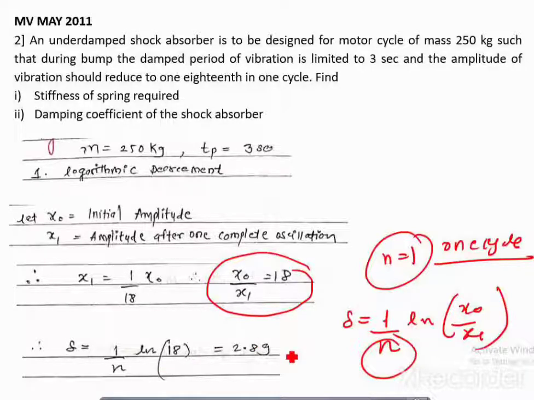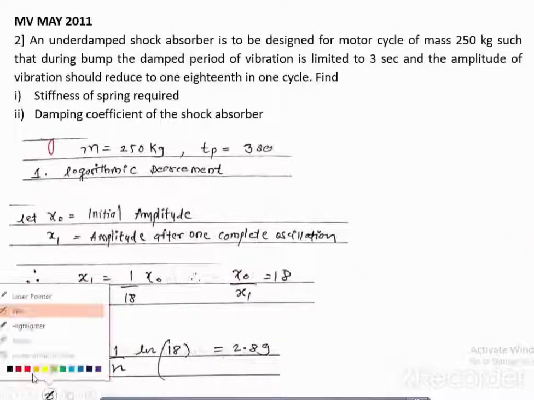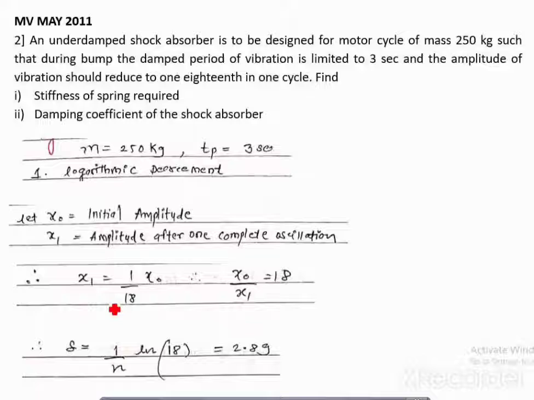So what answer are you getting? You are getting 2.89. Is it clear? I hope it is clear to you all. So this is the first step to find out the del. Now once you have got the del, you can easily find out the damping factor.